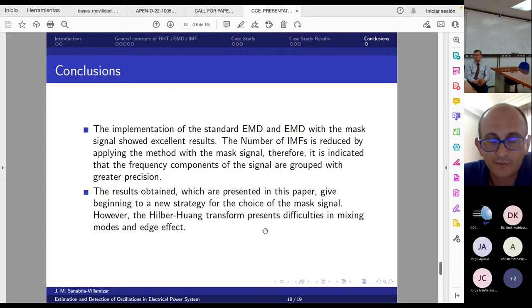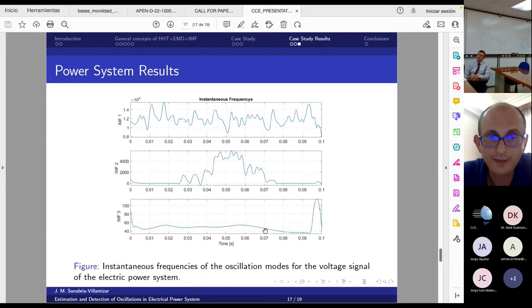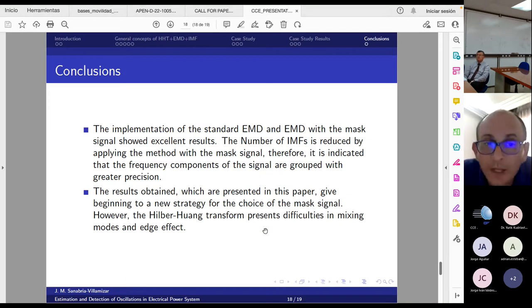And this is the main goal for the method. Okay, so finally, as conclusions of this paper, the implementation of the standard EMD and a variation of the EMD that we use, that is the EMD with the mass signal, show excellent results when we are trying to extract close frequencies from one process, that in that case is a power system. And it's possible to reduce the number of IMFs or the number of decomposition bands applying the method with the mass signal.